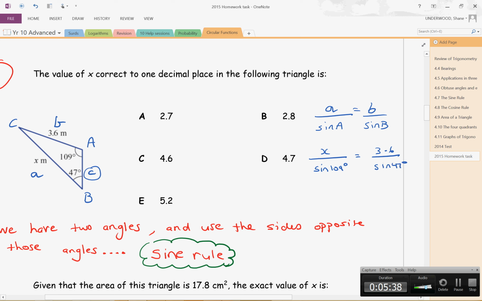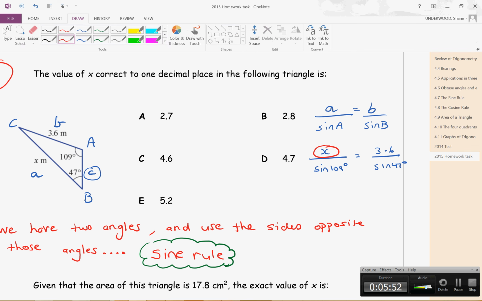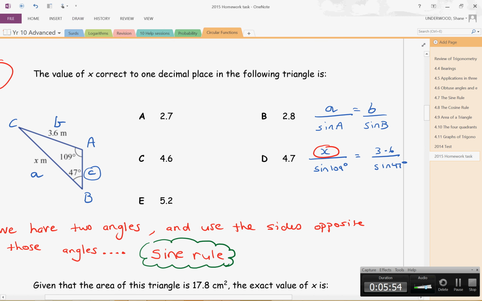Now you can see here that we've clearly got just the one unknown. If you ever get two unknowns in a sine rule, it's probably a fair chance that you have to use the cosine rule. Okay, so we've got to now solve for x. Now we can go ahead and put that in our calculators and do that. But of course, in your test, we're just going to give you a scientific calculator because I'd like you to be able to do the algebra.